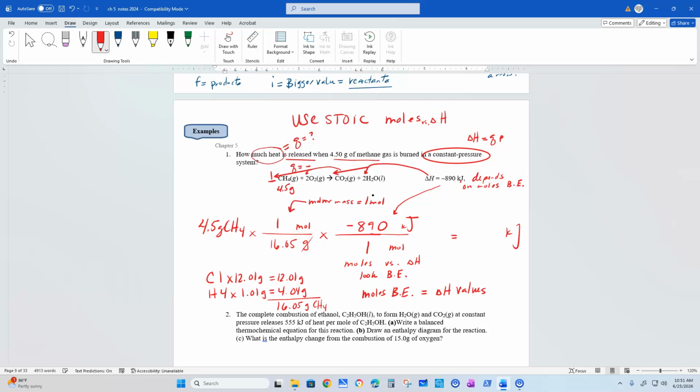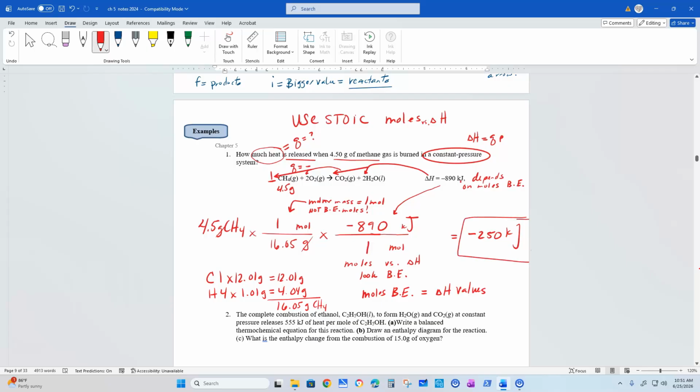Right here, do not look at the balanced equation moles, okay? So now I just plug and chug it in. So I got 4.5 times negative 890. And then I'm going to divide by that 16.05. And it looks like 2 sig figs, so I'm going to round it. So negative 250 kilojoules. Okay?